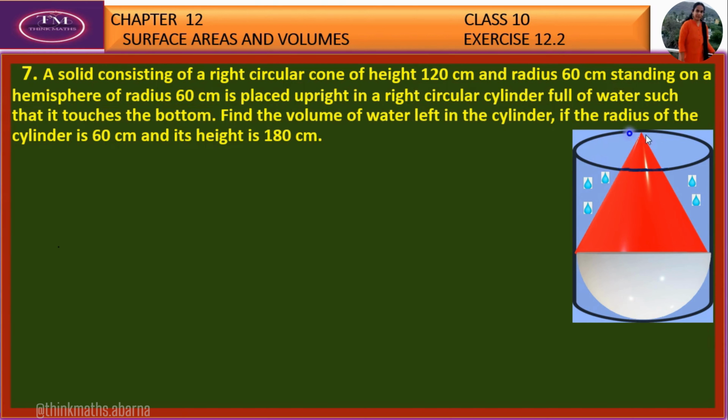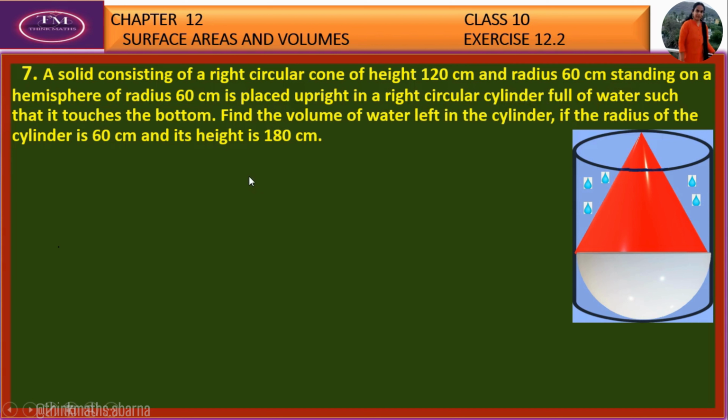So the cylinder is full of water. So when we place this toy, what will happen? Some water will come out. What is the amount of water coming out? It is nothing but volume of this cone plus volume of this hemisphere. So how much water will be remaining in the cylinder? It will be nothing but from the total volume of the cylinder, we have to take out the volume of cone and volume of hemisphere. So this will give the volume of water left in the cylinder.